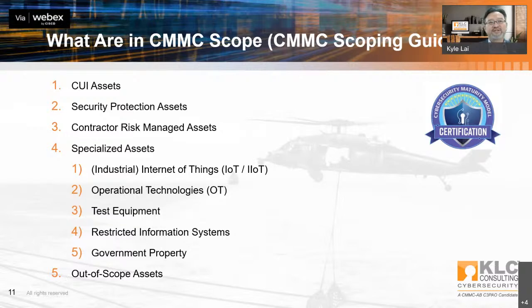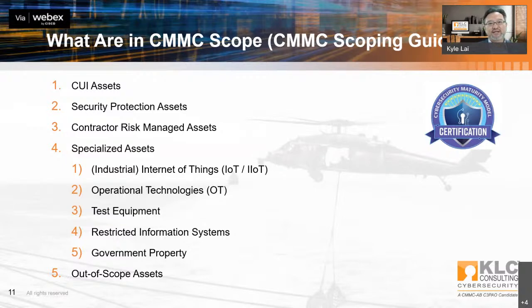The second one is the security protection assets. Security protection assets may or may not have the CUI, but they are used to protect the CUI information. And these could be the firewall, VPN, your SIEM, the security information and event management, or endpoint protection, some of your antivirus, for example. These are security protection assets. The contractor risk managed assets, these are the systems that could handle the information. However, they are prevented from handling, storing, or transmitting the CUI information based on the policy, procedures, and practices.